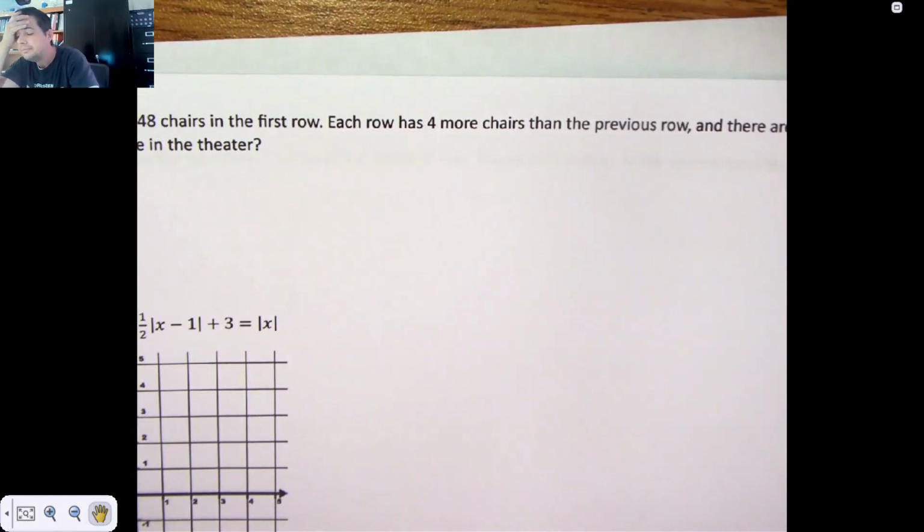In a theater, there are 48 chairs in the first row. Each row has 4 more chairs than the previous row, and there are 22 rows. How many chairs are there in the theater?